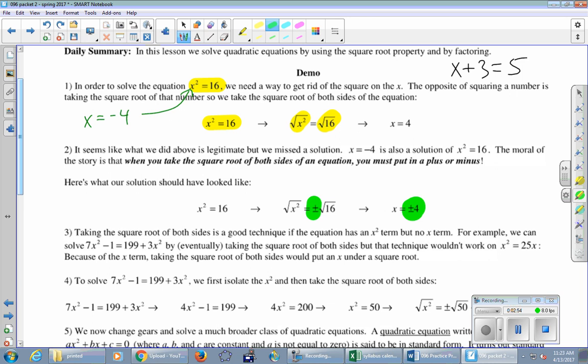I know that you guys bring a reference sheet to quizzes and tests. You should put that bold sentence right there on your reference sheet. When you take the square root of both sides of an equation, put in plus or minus.